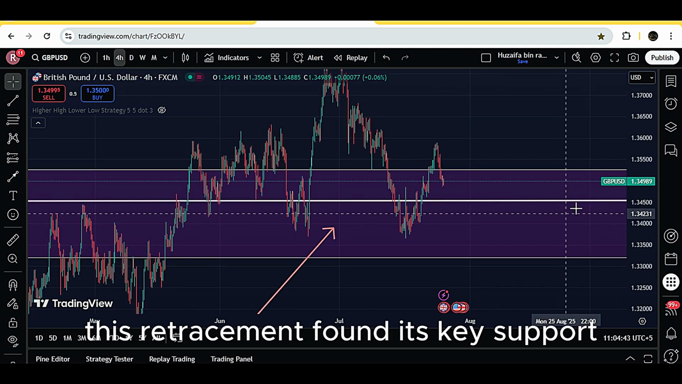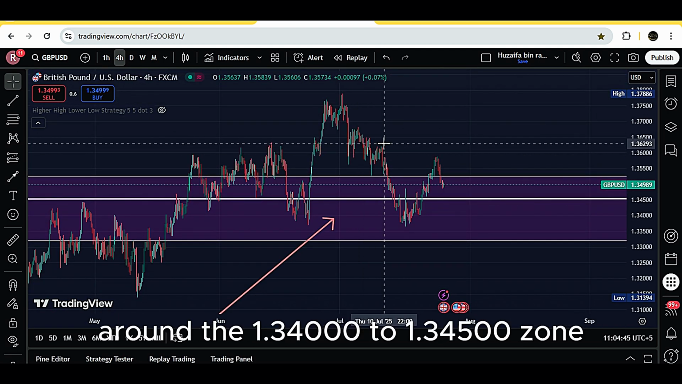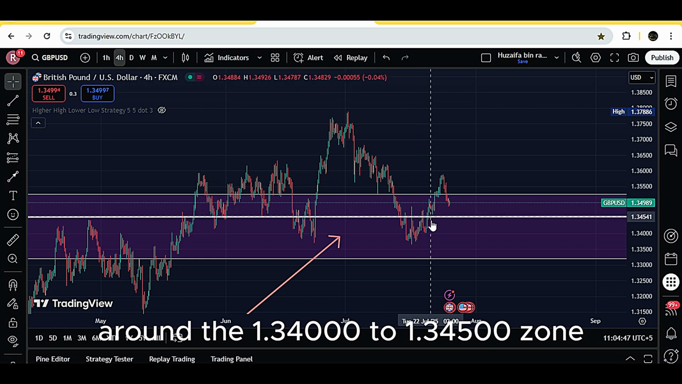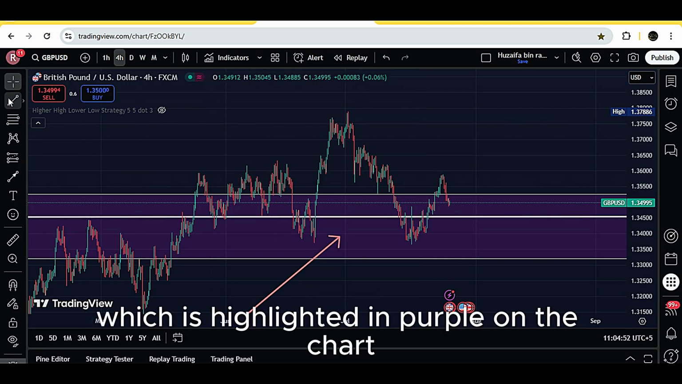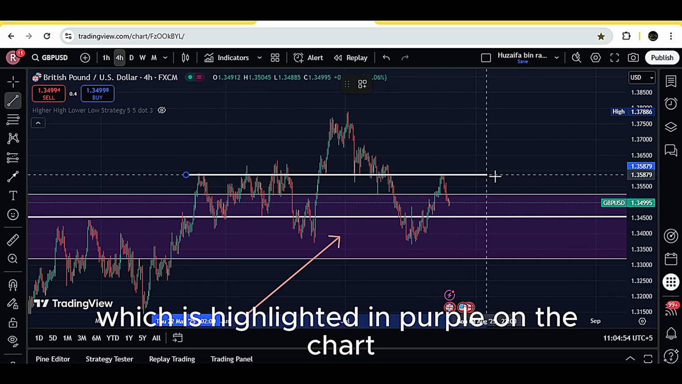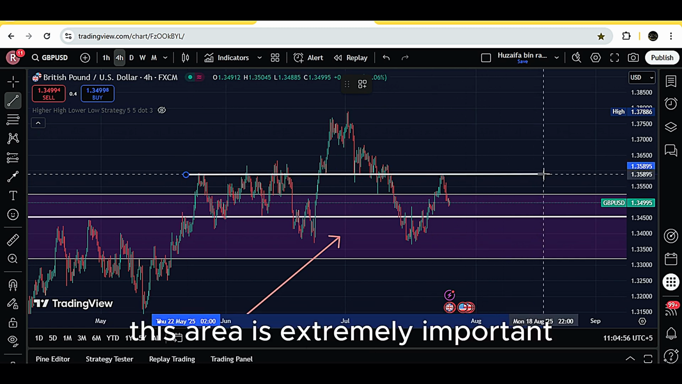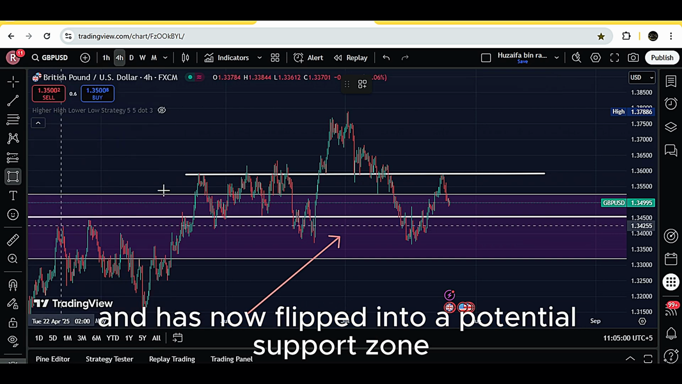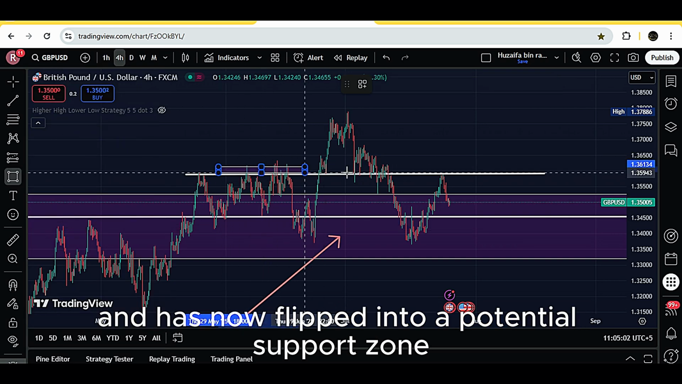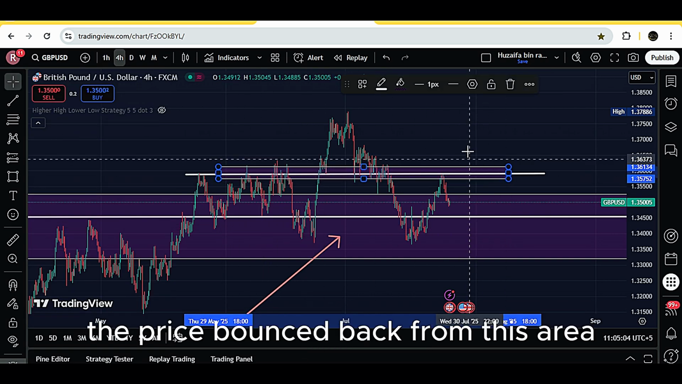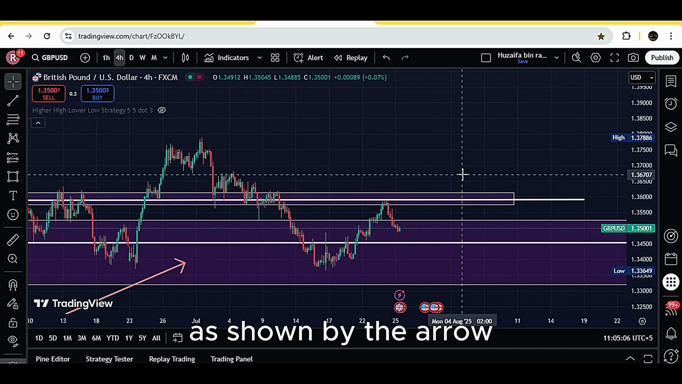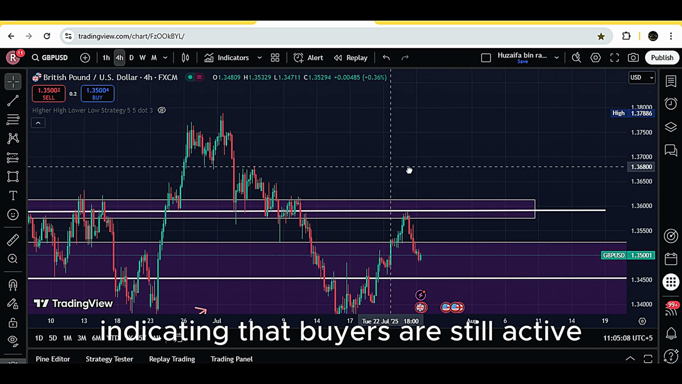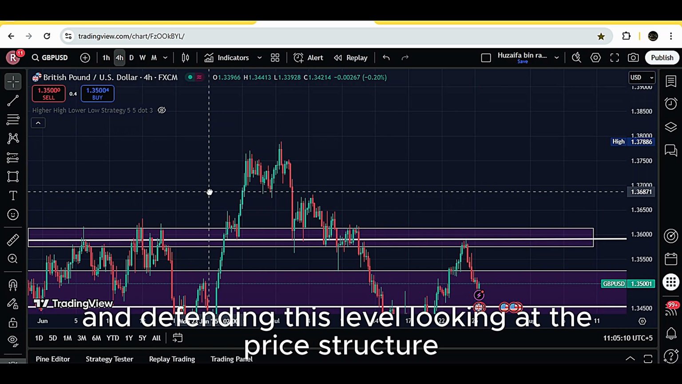This retracement found its key support around the 1.34000 to 1.34500 zone, which is highlighted in purple on the chart. This area is extremely important because it was a strong resistance in the past and has now flipped into a potential support zone. The price bounced back from this area, as shown by the arrow, indicating that buyers are still active and defending this level.